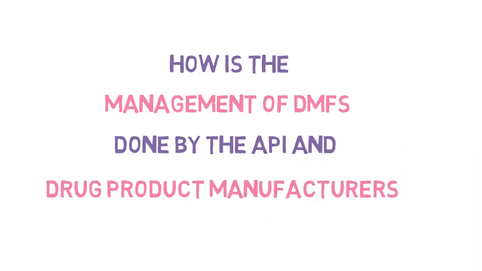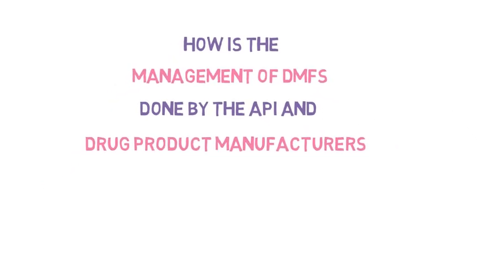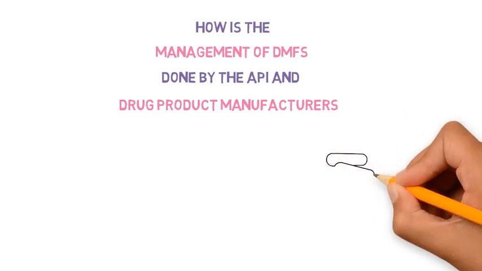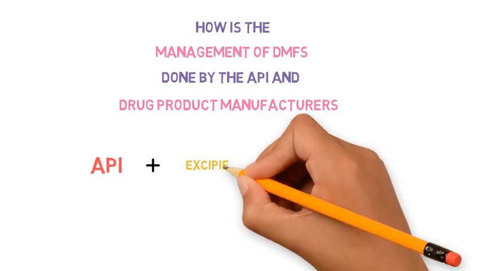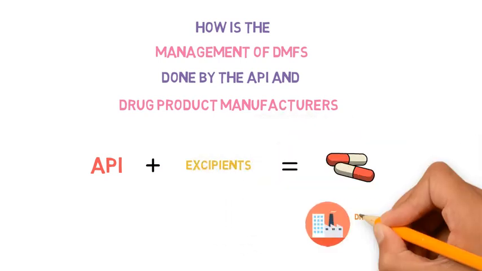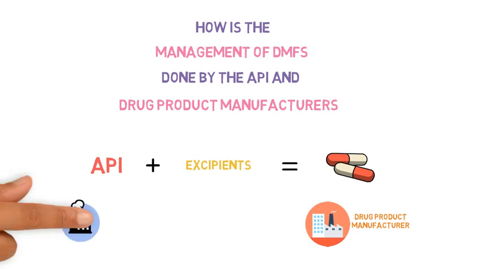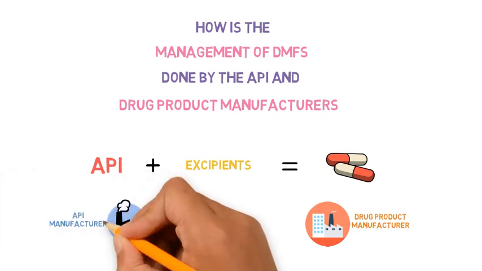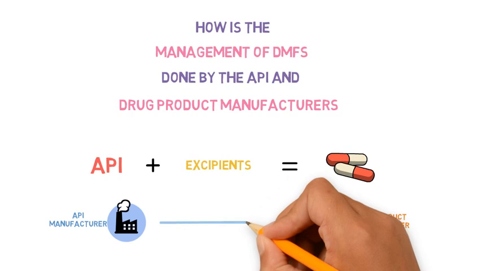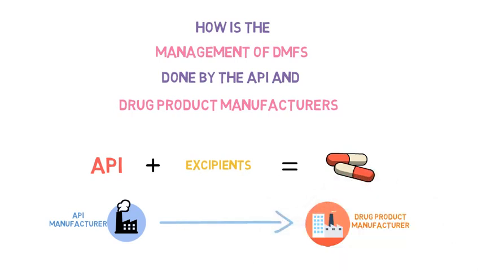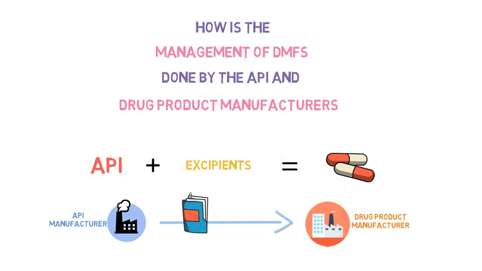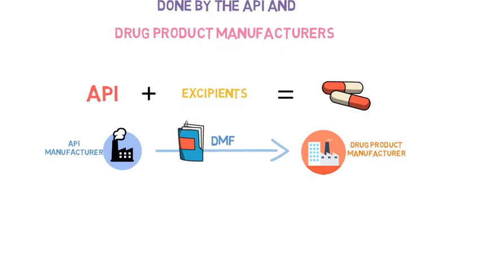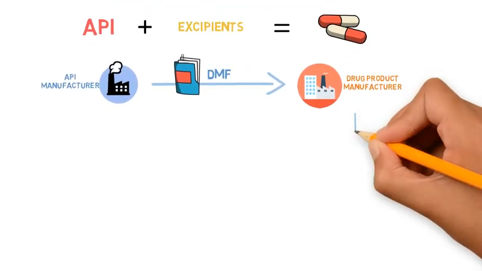How is the management of DMFs done by API and drug product manufacturers? Drug products consist of a combination of APIs with excipients, but in many cases the manufacturer of the drug product does not produce the API. He buys from a supplier. When the API manufacturer sells its API to a certain client, he also needs to present the quality documentation for that API, the DMF. To know more about DMFs, watch the video What is a DMF?